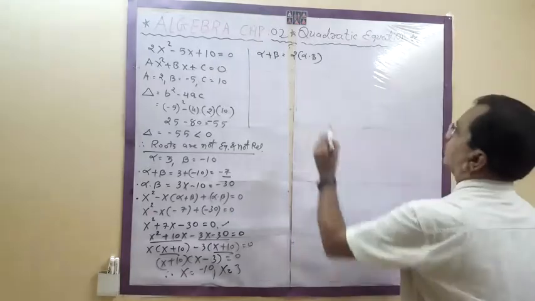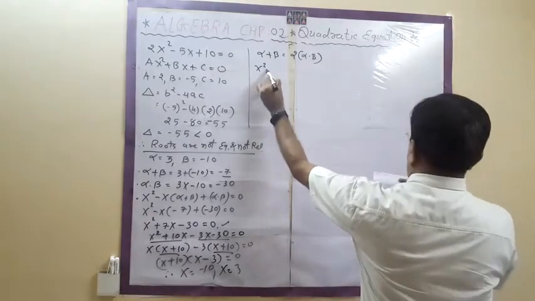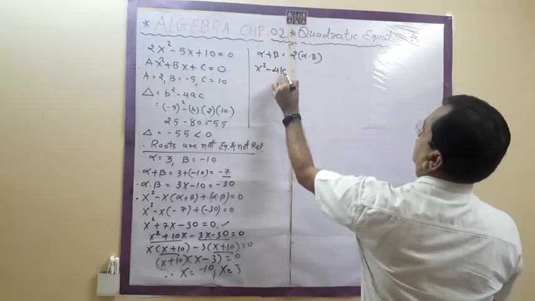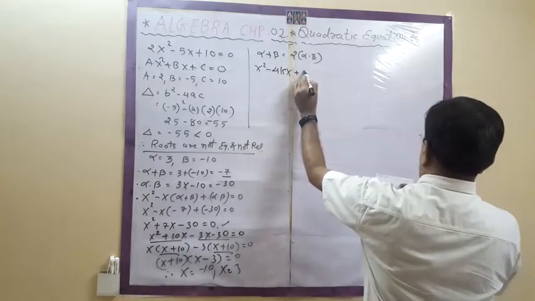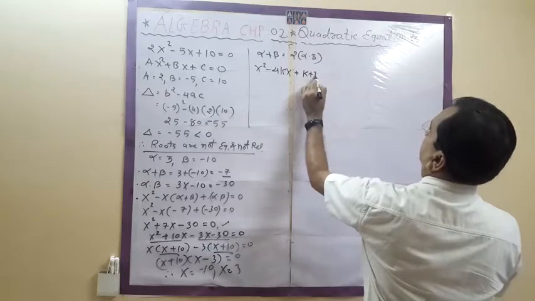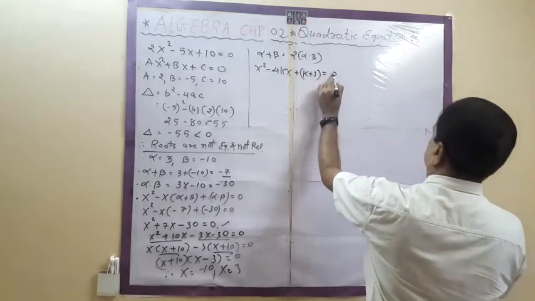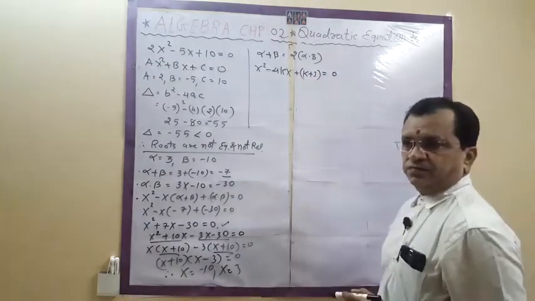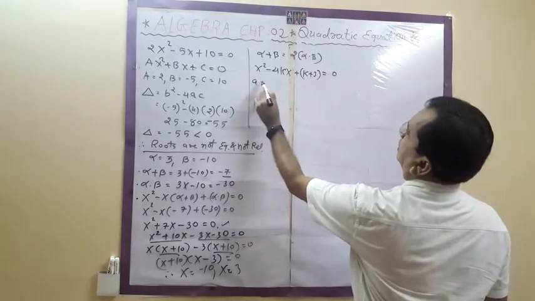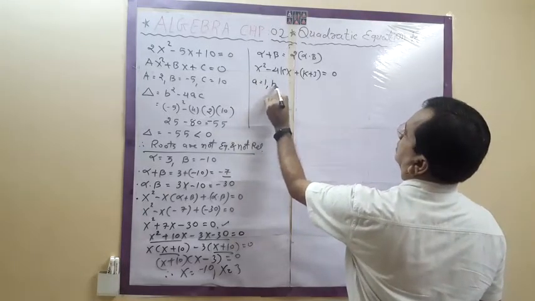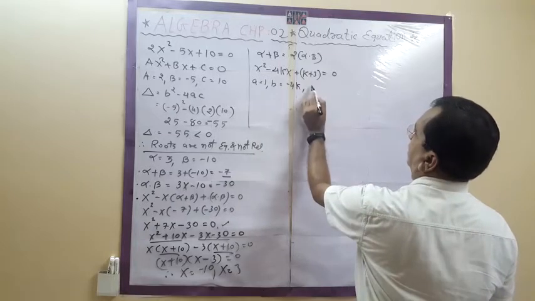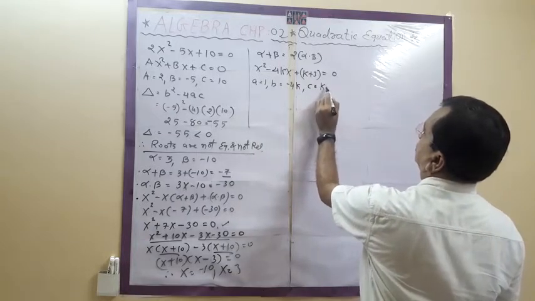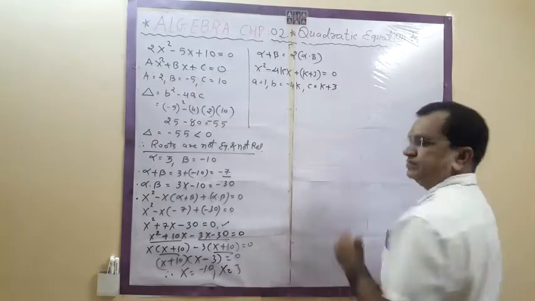Now, equation is given: x square minus 4k x plus k plus 3 is equal to 0. Now our a is equal to only 1, b is equal to minus 4k, last part c is equal to k plus 3.